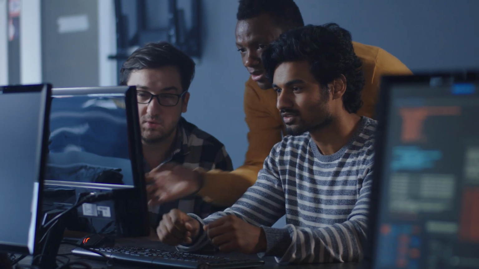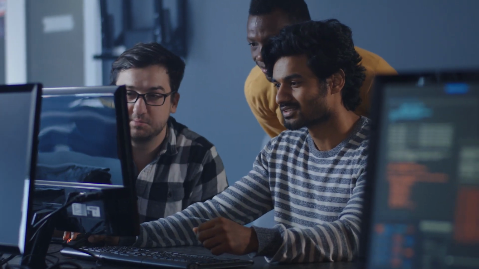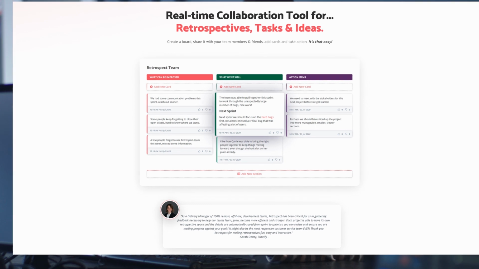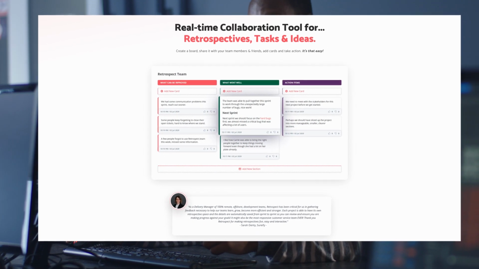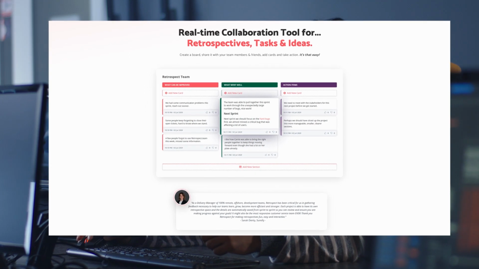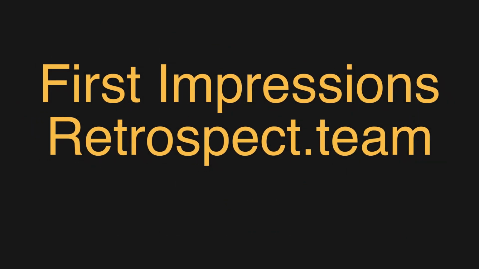This kind of thinking is holding organizations back, and software tools are always a good way to share and break down ideas so these barriers can be overcome. Retrospective Team is a real-time collaboration tool which aims to take the pain out of retrospectives, amongst other things. Today I will be taking a look at it to see what it has to offer.